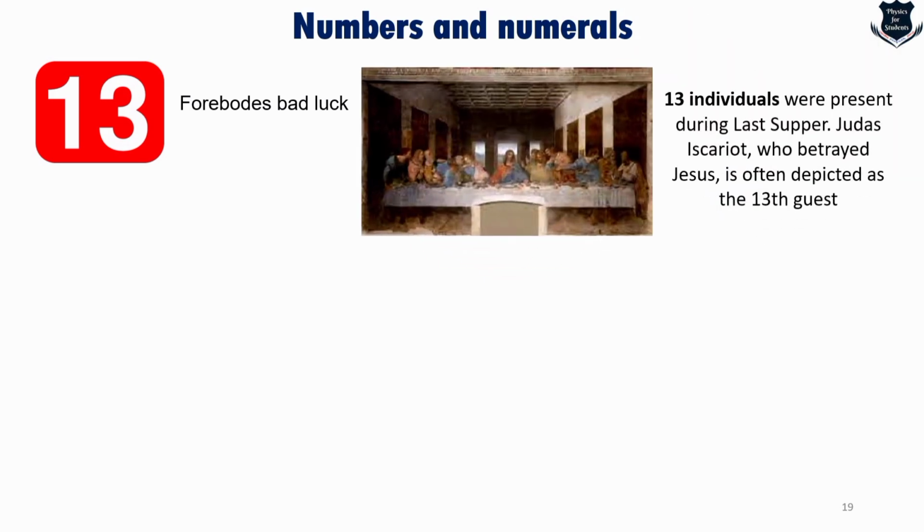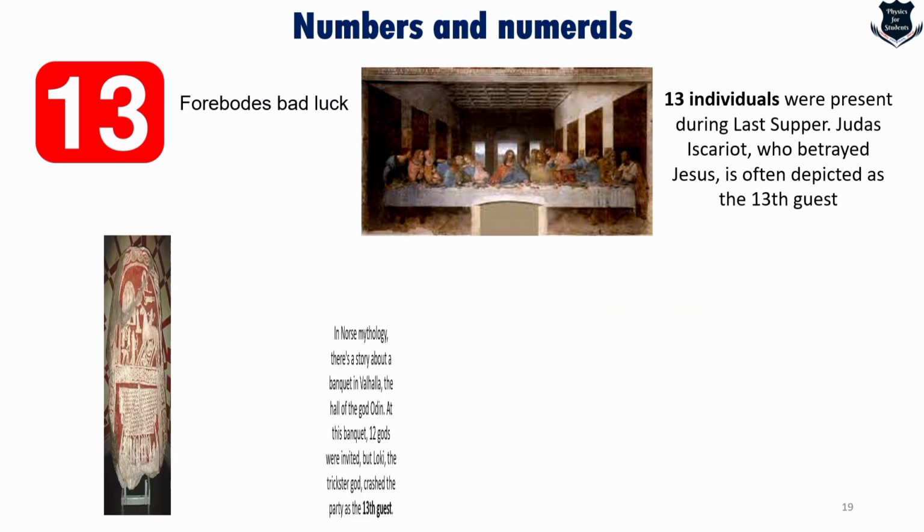The first thing is the Last Supper, which is one of the most famous origins of the superstition from Christianity. It says that there were 13 individuals present at the Last Supper, including Jesus and his 12 disciples. Judas Iscariot, who betrayed Jesus, is often described as the 13th guest. This association with the betrayal and the subsequent crucifixion of Jesus contributed to the belief that 13 is unlucky.